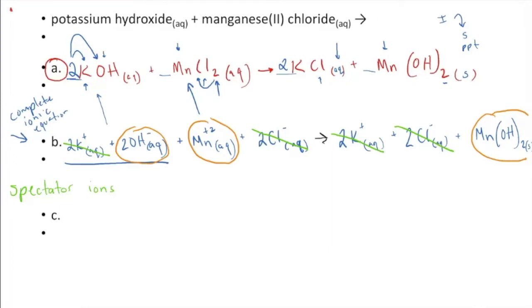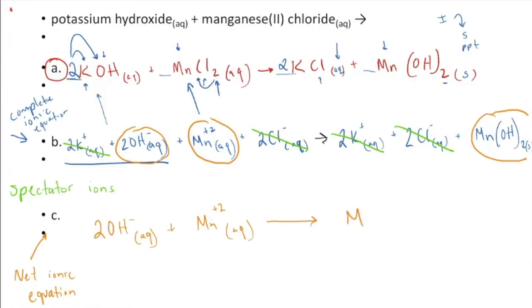And then all you have to do for the last one, which is the net ionic equation, is just bring them down. So then it would be 2 of these hydroxides that are aqueous, plus 1 manganese that's plus 2. It's aqueous. And then we have the precipitate, which is the product that becomes solid. Okay, and that's pretty much all you have to do for these kind of problems.